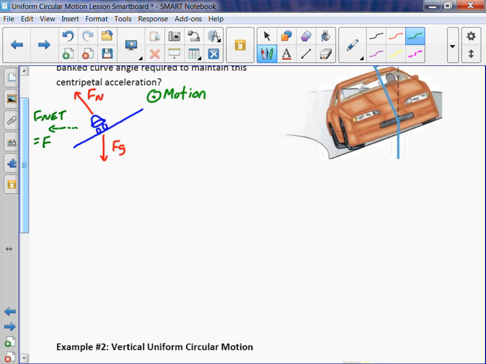Isn't the car sliding down though? No, we want F net to be horizontal. It's not angled down the ramp, it's angled directly horizontally inwards to the middle of the circle. So this is a big circular path that goes into and out of the board. Here's the middle of the circle. We want it to follow the circular path constantly.